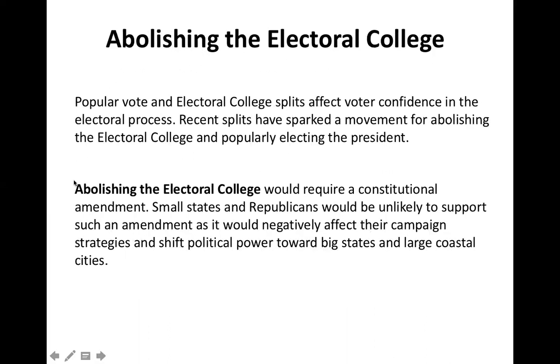So there are arguments that we should abolish the Electoral College, because it's not really representing the will of the people. But we would have to amend the Constitution to do that. Small states and Republicans would be unlikely to support it, because it would negatively affect their campaign strategies and shift power towards states like California. We might be the ones that decide. So it'd be a problem.